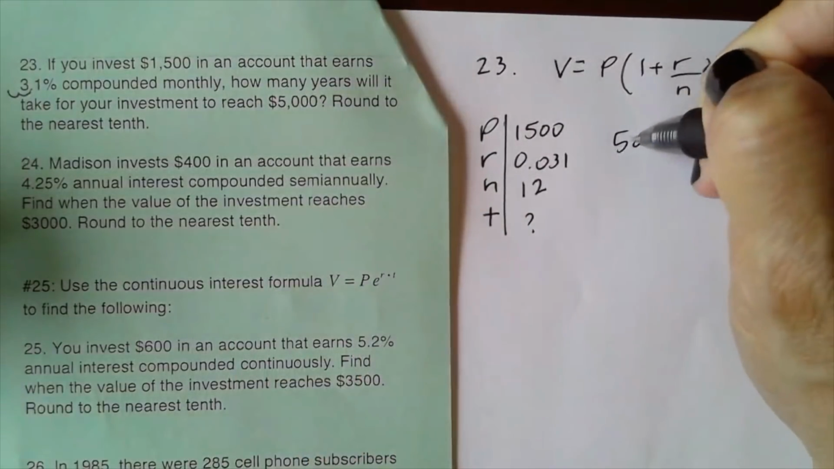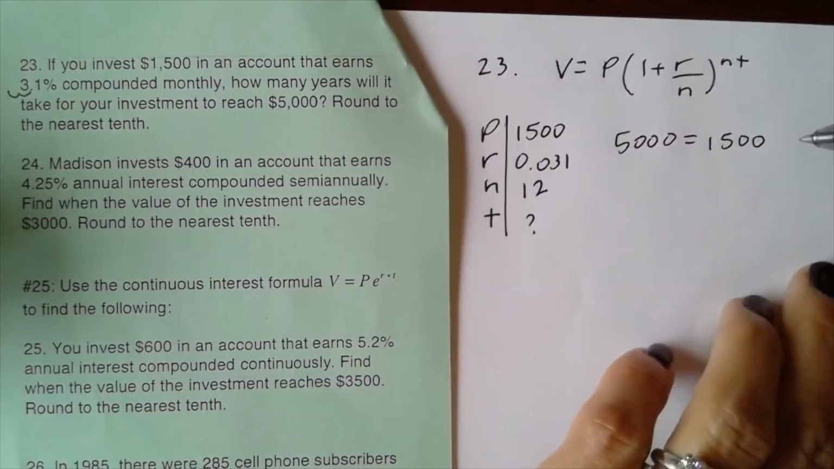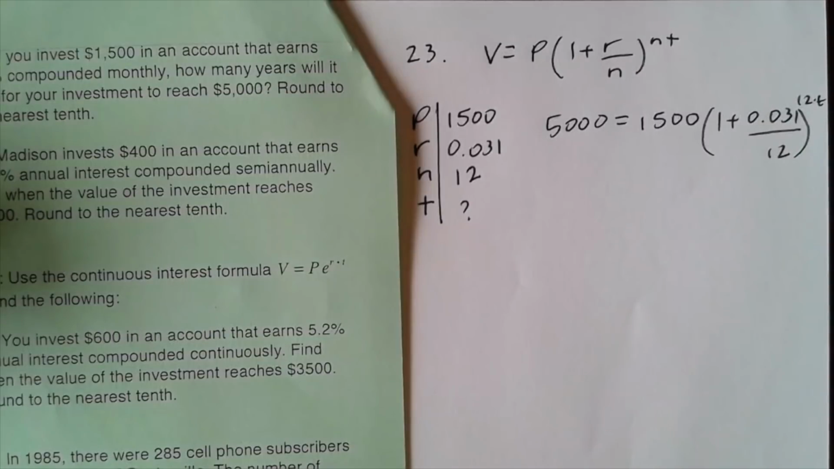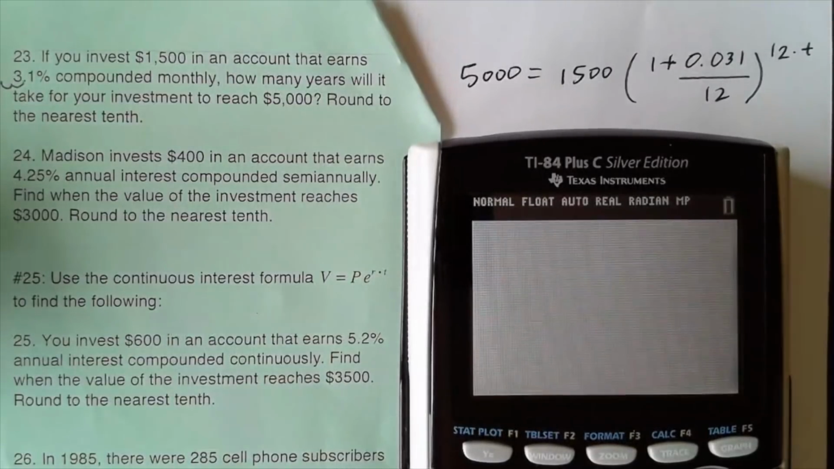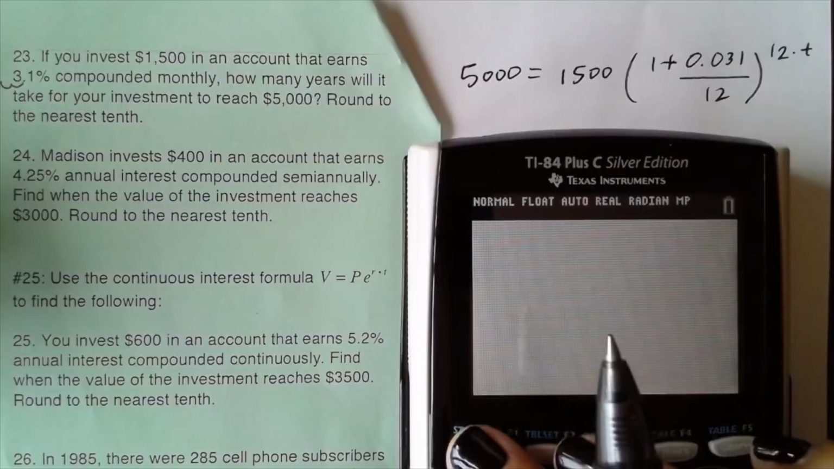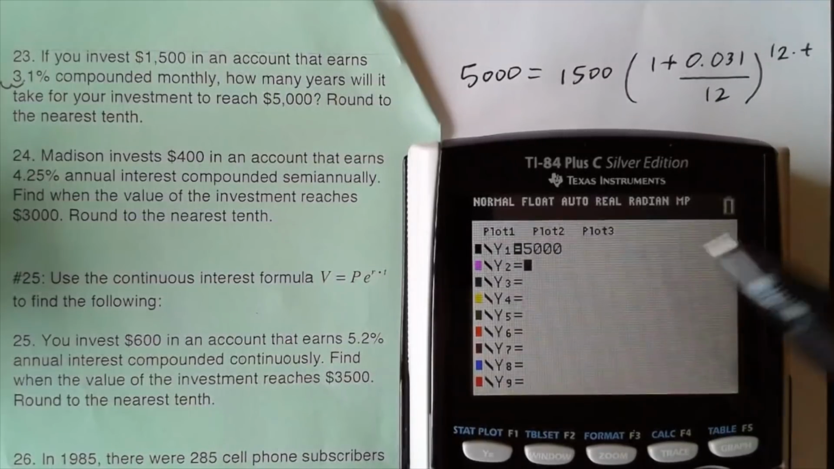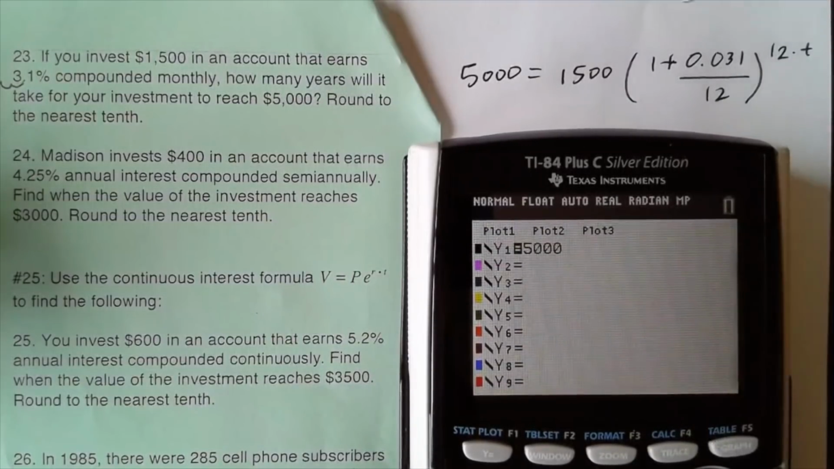So we'll go 5,000 equals the 1,500. Okay, so we're going 5,000 equals 1,500, and then here's the formula where everything's plugged in, and we're solving for t. So I'm going to press y equals on the calculator, and then I'm going to type in the left side of the equation, which is 5,000. And then in the y2 position, I'm going to type the right side of the equation.